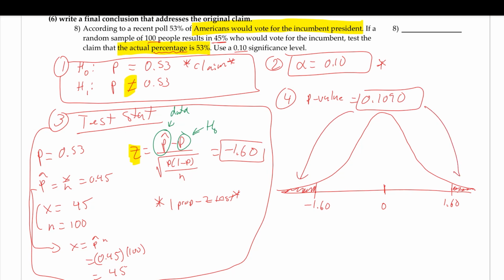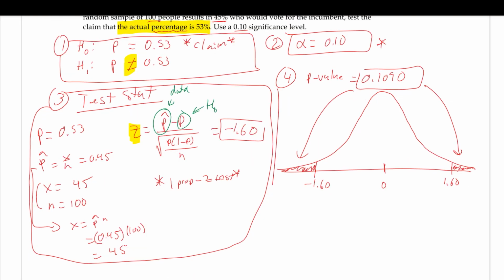So now in this particular problem, the p-value is very close to the alpha, right? The p-value is still greater than alpha, so we're not going to be able to reject the null hypothesis because it just doesn't make the cutoff.